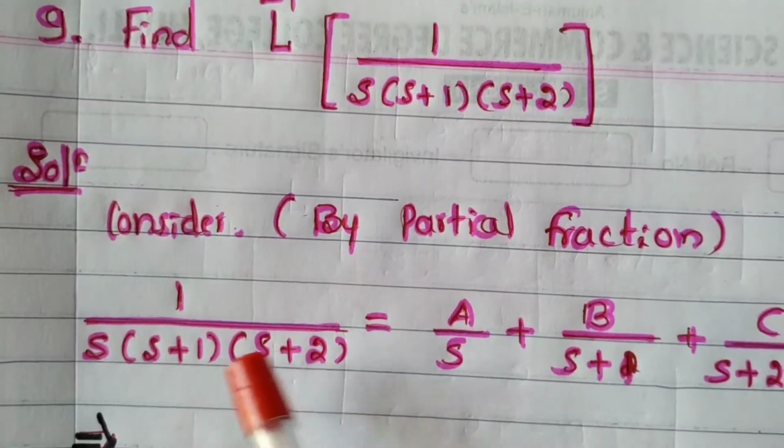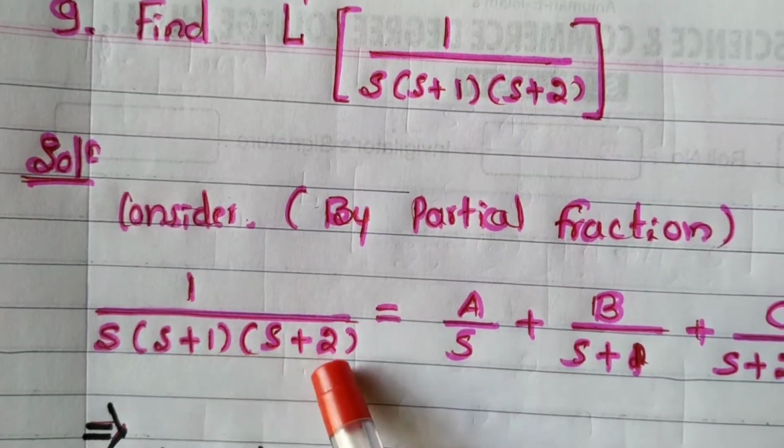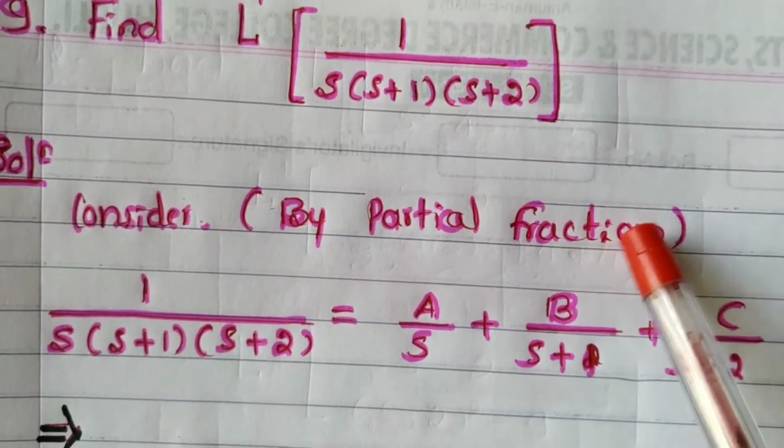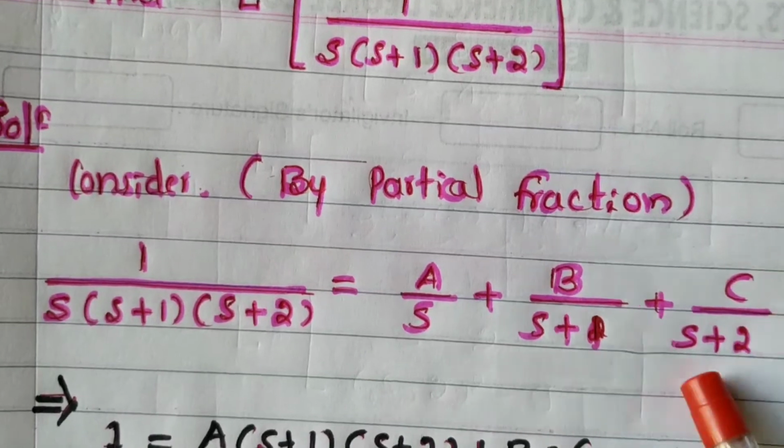In the denominator there are three linear terms. The three linear terms are s, s plus 1, s plus 2. By means of partial fractions, how to split this one? A by s plus B by (s plus 1) plus C by (s plus 2).